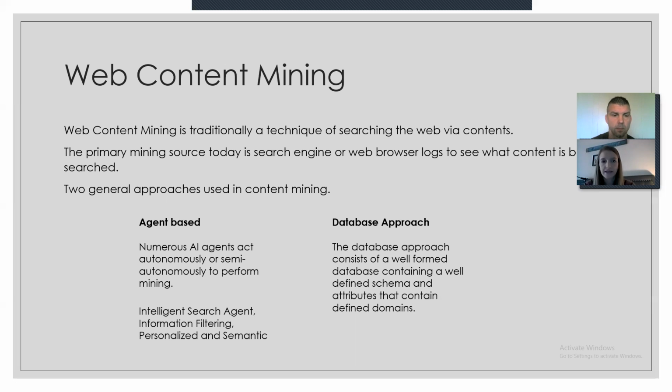The first is agent-based, and this includes numerous AI agents acting autonomously or semi-autonomously to perform mining. Three examples are intelligent search agents, information filtering, and personalized and semantic. The second approach is the database approach, which is a well-formed database containing a well-defined schema and attributes that contain defined domains.